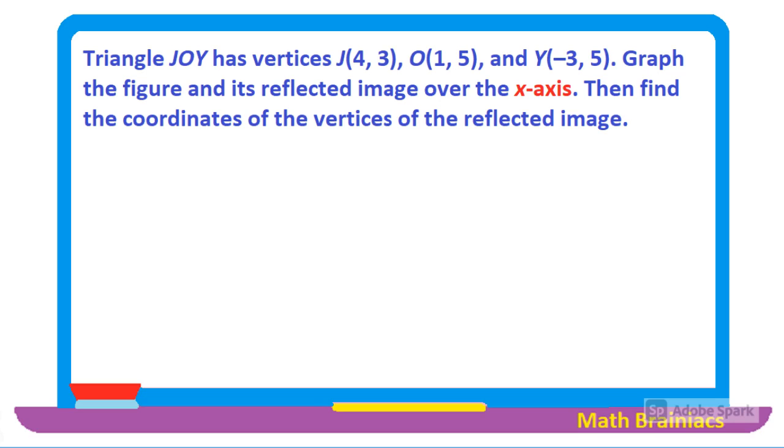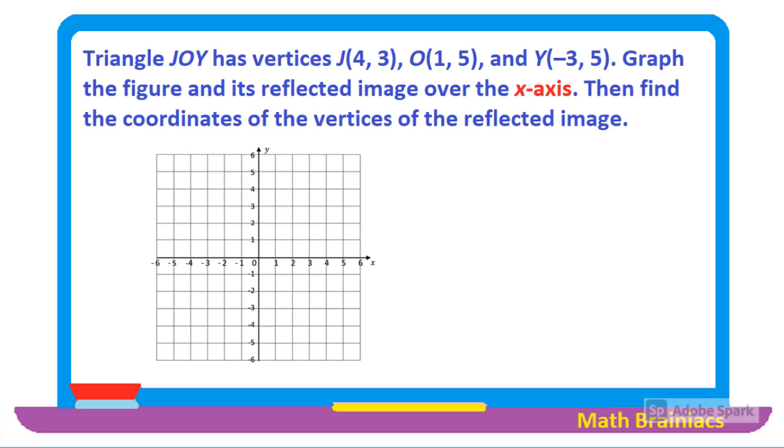Let us work on this example so that you will be guided. Triangle JOY has vertices J with an ordered pair of 4 and 3, vertex O with an ordered pair of 1 and 5, and vertex Y with an ordered pair of -3 and 5. Graph the figure and its reflected image over the x-axis. Then find the coordinates of the vertices of the reflected image.